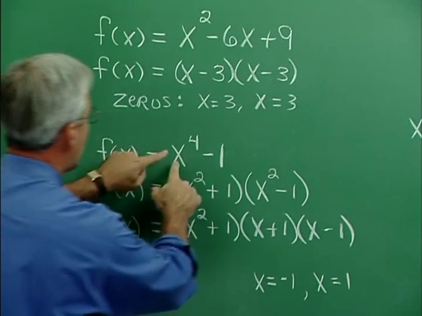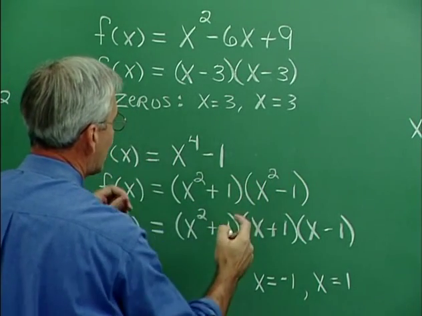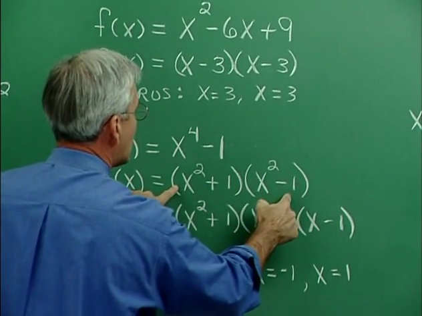Here's another situation, x to the fourth minus 1. We begin the factoring process. x squared plus 1 times x squared minus 1.